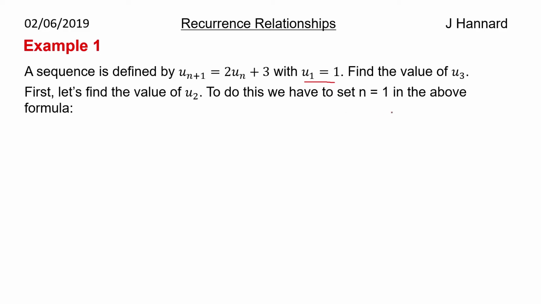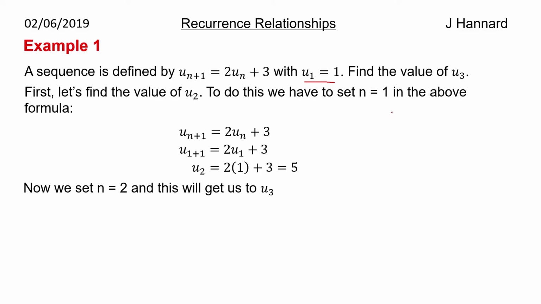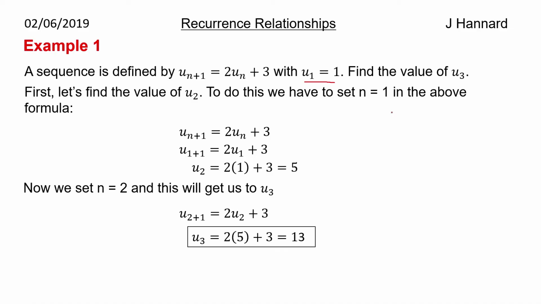First, let's find the value of u2. To do this, we set n equal to 1 in the above formula. So we get un plus 1 equals 2un plus 3. So u1 plus 1, which will turn out to be u2, equals 2 times u1 plus 3. So u2 equals 2 times 1 plus 3, which is 5. Now we need to work out u3, so we set n equal to 2. So u2 plus 1, which is u3, equals 2u2 plus 3. We've just worked out u2, so u3 equals 2 times 5 plus 3, which is 13. So u3 is 13.